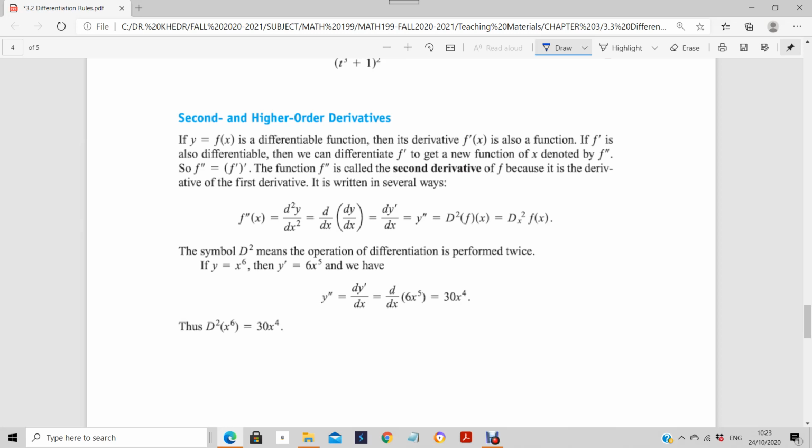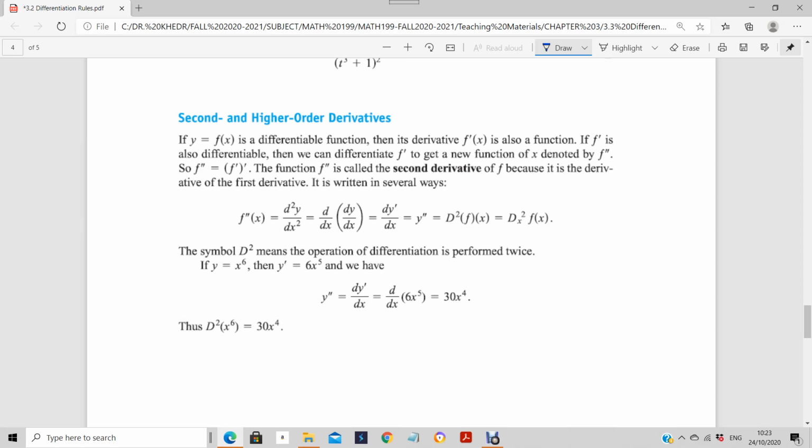So it's written in several ways. F double prime of x, we can write it in this way: d square y by dx squared. Or we can write it as d by dx of the function d by dx. Or we can write it as dy prime by dx, or y double prime, or d square f of x by dx square. So all these notations are used to denote the second derivative of the function. If you see any of these notations, it means the second derivative of the function.